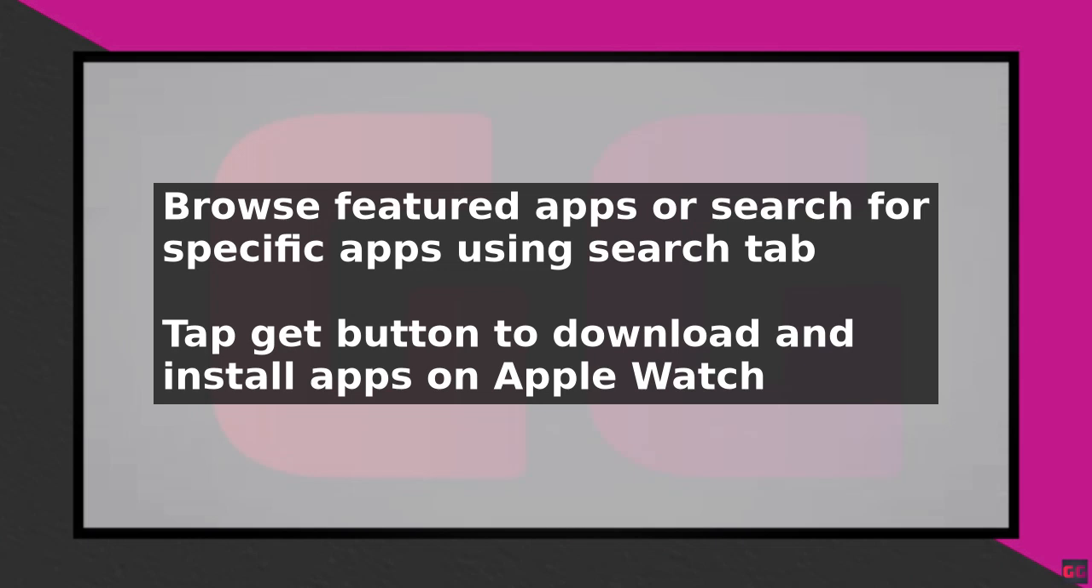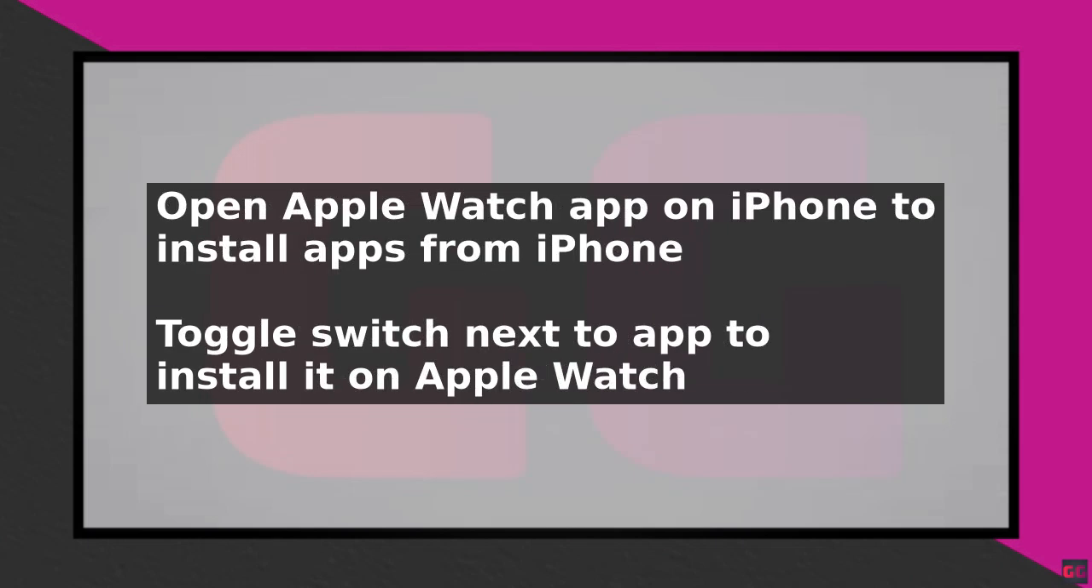Alternatively, you can also install apps on your Apple Watch through your iPhone. Open the Apple Watch app on your iPhone and tap the Available Apps tab. Here you will see a list of all the apps on your iPhone that are compatible with the Apple Watch. Find the app you want to install and toggle the switch next to it to install it on your Apple Watch. You can also configure app settings and notifications from this tab.